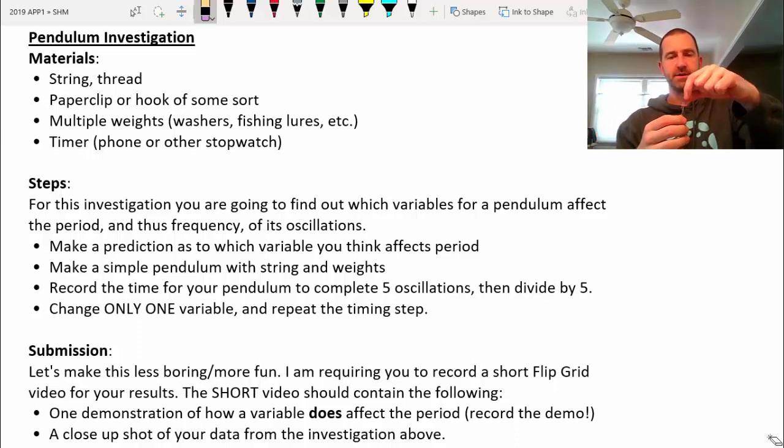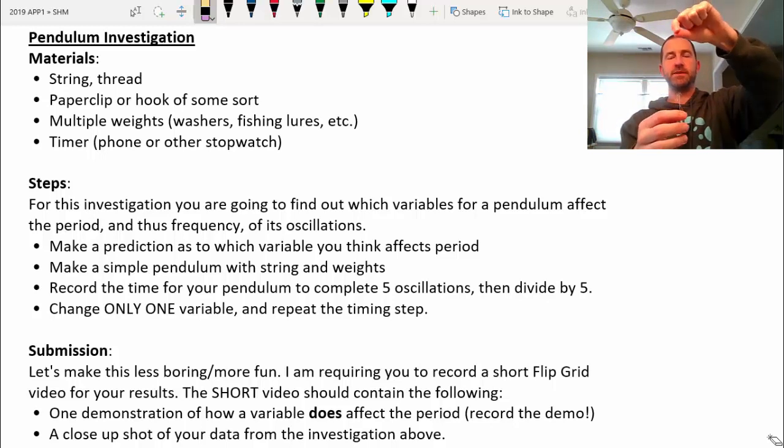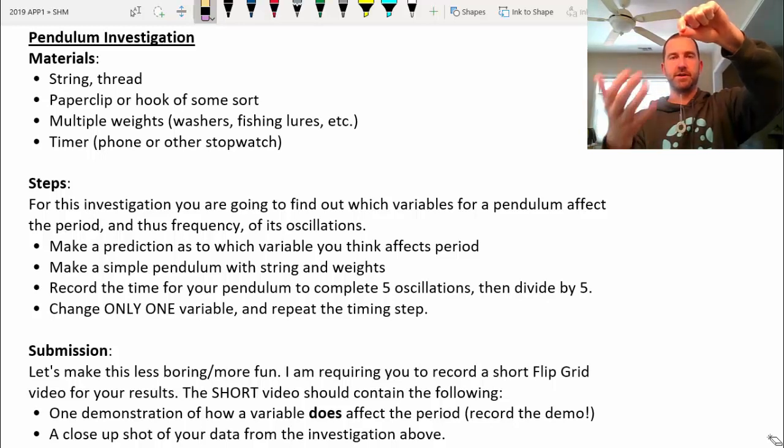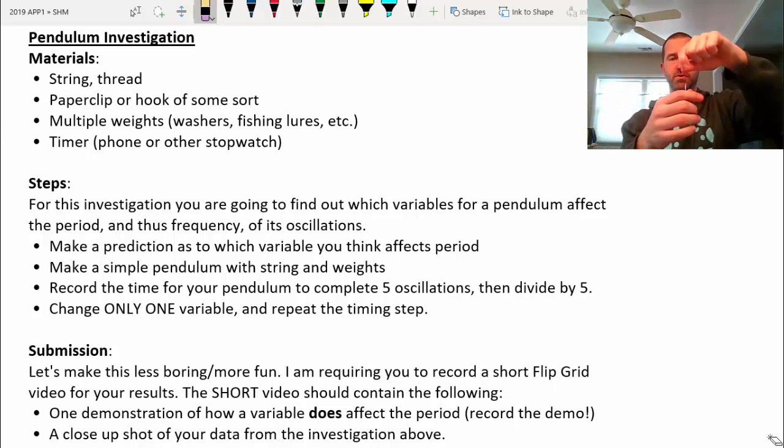There is, you got a length of string. Maybe the length of the string is a variable. If I have it at one length with a single washer, I let it go. What if I make it longer? Or what if I make it shorter? Does that affect the period it takes to go back and forth? The amplitude.